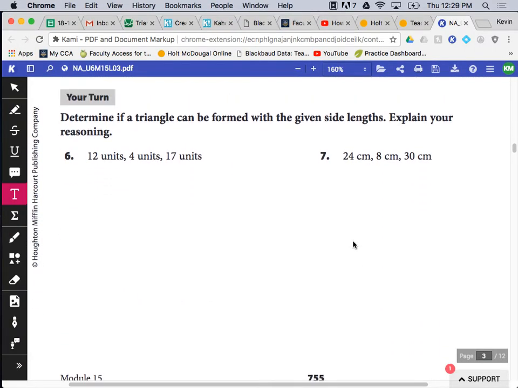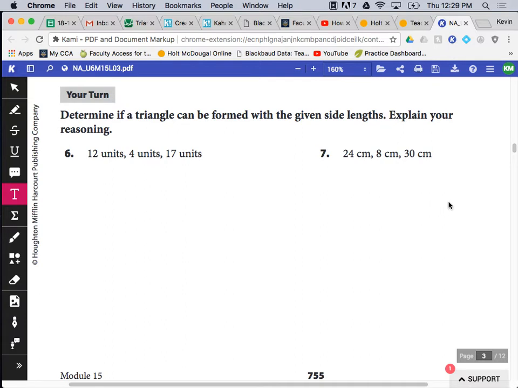So go ahead and check number 6 and number 7. Determine if a triangle can be formed with the given side lengths. Explain the reason, please. And thank you.